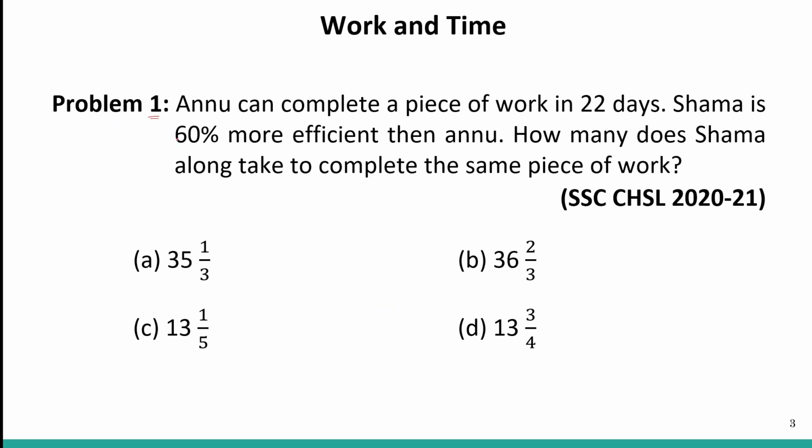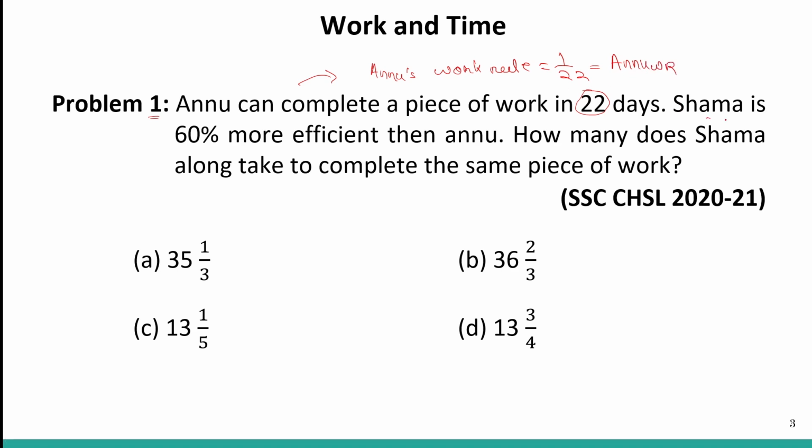Problem number 1 tells us that Anu can complete a piece of work in 22 days. So what can we conclude from this statement? We can conclude that Anu's work rate is equal to 1 by 22. This is the amount of time she takes to complete the one task. We can also denote this as Anu WR, Anu work rate.